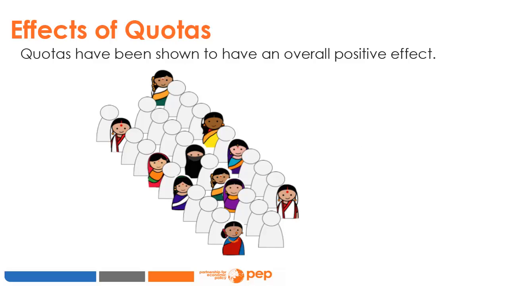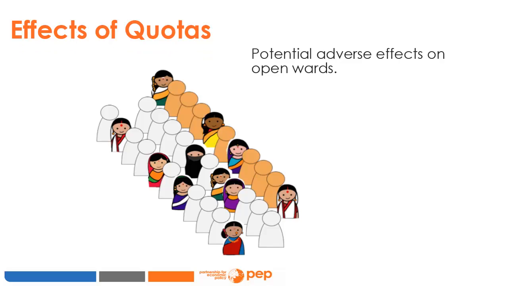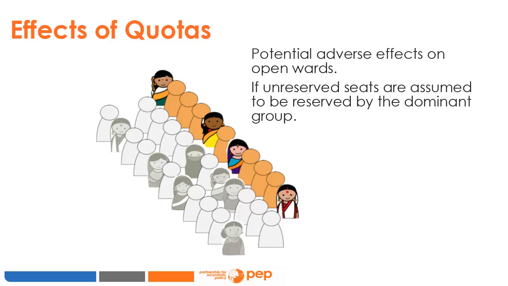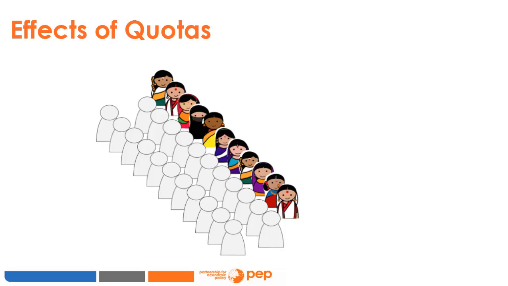Although quotas have been shown to have an overall positive effect on minority representation, the social cost of reserving seats could be amplified by a negative effect. A reservation system could have potentially adverse effects on open wards. If minorities are not allowed to run for unreserved seats, and those open seats are assumed to be reserved for the dominant group, in that case, the reservation policy would simply displace good minority candidates from their open seats to reserved seats. In this situation, the social cost increases.